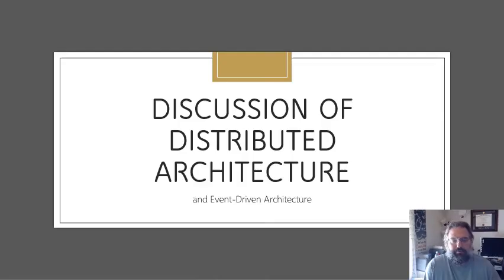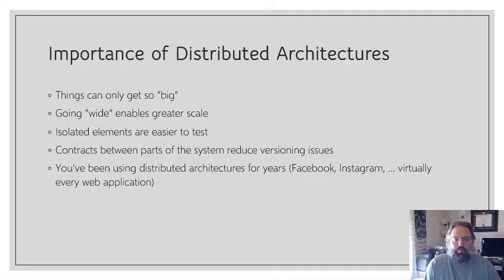Now for a discussion of distributed architecture, kind of the point of this course, and event-driven architecture. Kind of two different things, but they kind of go together really well. So why do we do distributed architectures? And the short answer is you can only get so big. So at some point, rather than making a bigger and bigger computer so that it has more cores, more memory, more disks, at some point you have to go with more computers and go wide rather than big.